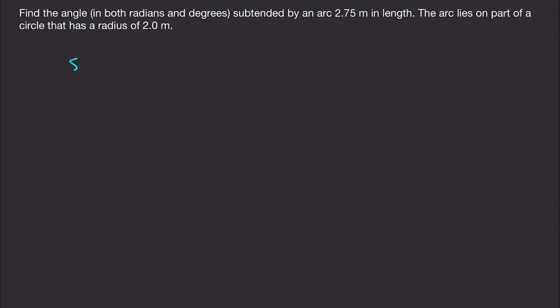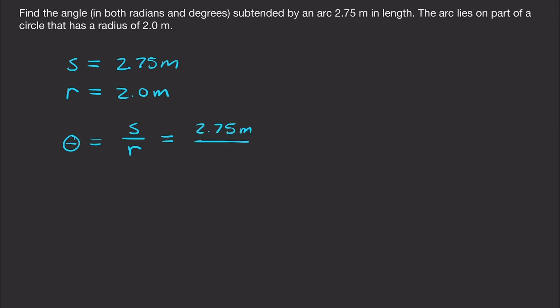So to start, I'll write my arc length, S, equals 2.75 meters. My radius, R, is 2.0 meters. And theta in radians is defined as the ratio of the arc length to the radius. So if we plug this in, 2.75 meters over 2 meters, we get 1.375 radians.